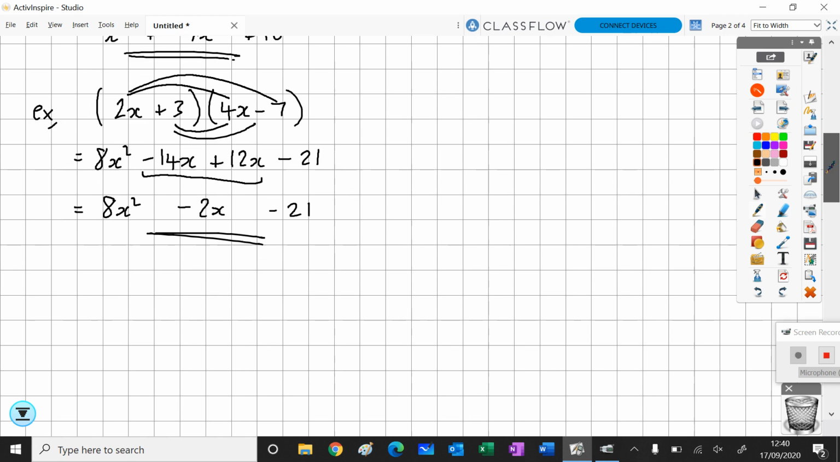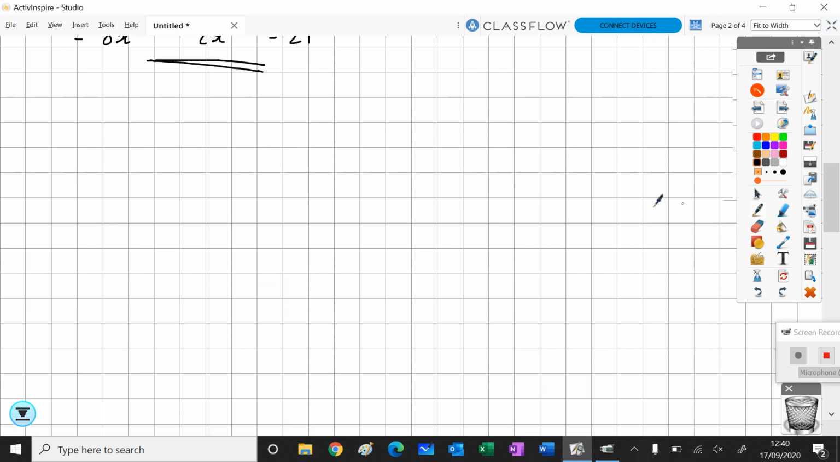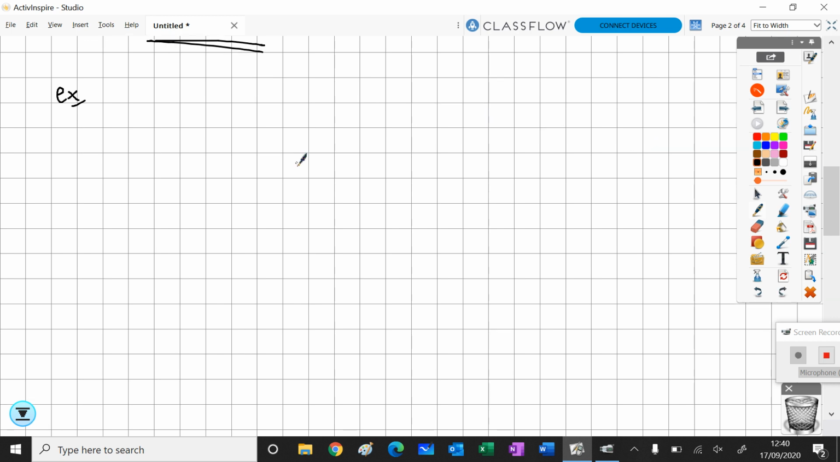One last example, and this time we're going to look at expanding a triple bracket. This is maybe halfway through the GCSE course. Let's suppose we have 2x plus 1, x take 2, and x take 5. This is going to take more work. What we do is we pick out 2 brackets, and it's probably just easiest to take the first 2, and we expand those. And the x minus 5, we don't worry about it for the moment, we just leave it sitting on the end. We'll deal with it later.